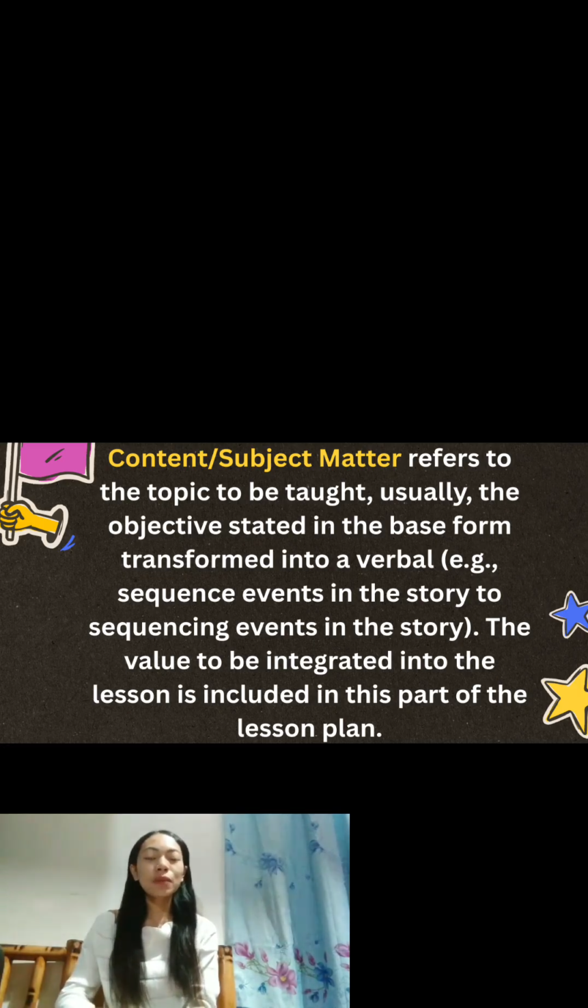So, the subject matter refers to the main topic or content that will be taught in a lesson. It includes the key ideas, concepts, facts, and skills that students need to learn. The parts of the subject matter are the topic, concept or key ideas, skills, values, and materials. For example, a topic is like the parts of the plants. So that is the subject matter.